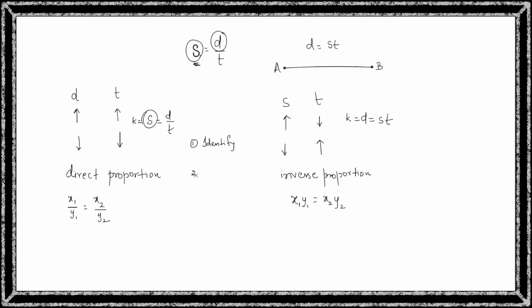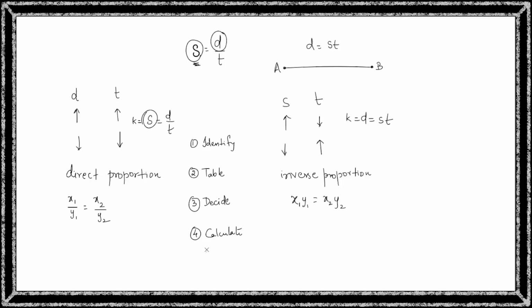And then you are going to represent the given information in the form of a table, and then you're going to decide whether these two variables are in direct proportion or inverse proportion, correct? And then you're going to calculate whatever they have asked for. That is all we will be doing in these two exercises.